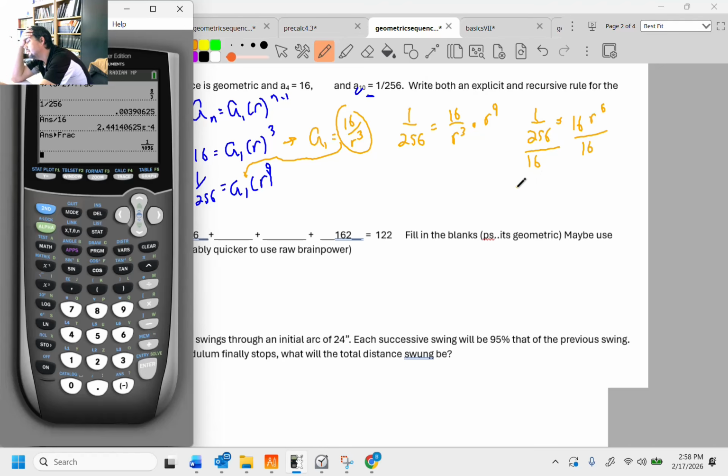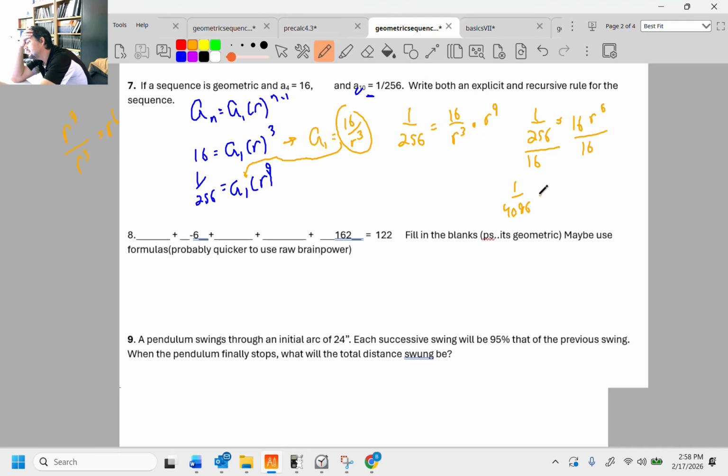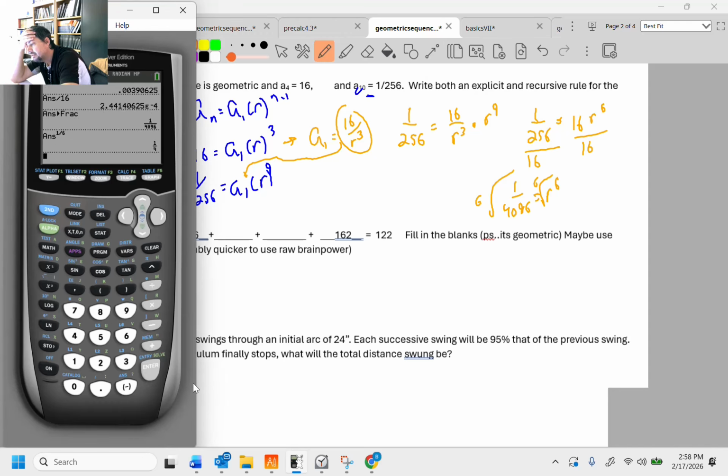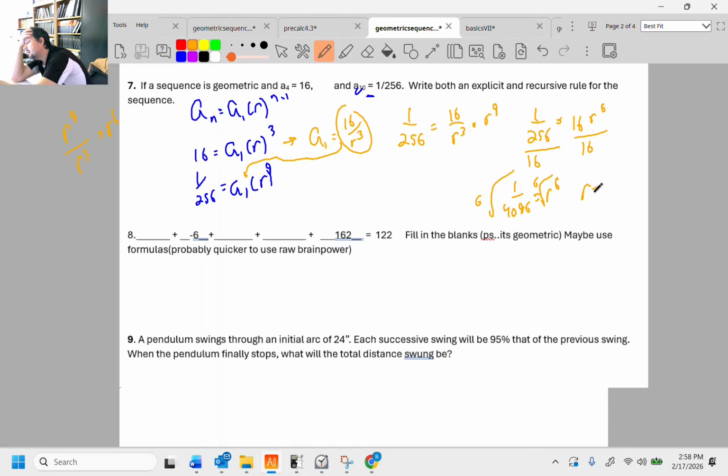4096 is r to the 6th. The opposite of a 6th power is the 6th root. To do a 6th root in a TI-84, I raise it to the 1/6 power. It's going to be one of those little things that kills some of y'all. And I get a quarter. So r is 1 over 4.